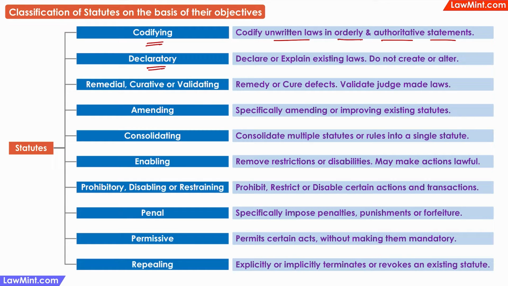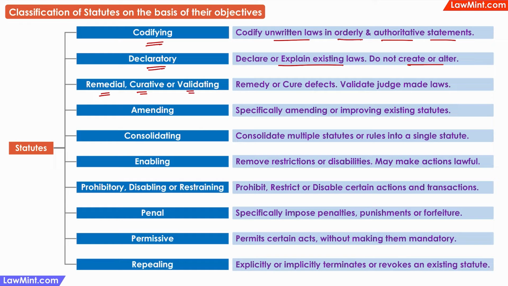Declaratory statutes state or declare existing laws and do not necessarily create new laws. For example, even before 2006, child marriage was already prohibited under different laws. However, these laws were not effectively implemented, and there was also some confusion regarding their application. So, the Prohibition of Child Marriage Act of 2006 provided clarity on the legal stance against child marriage.